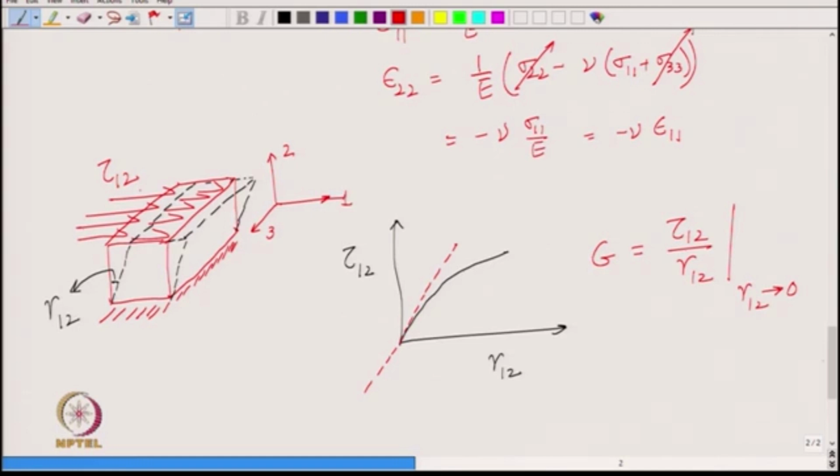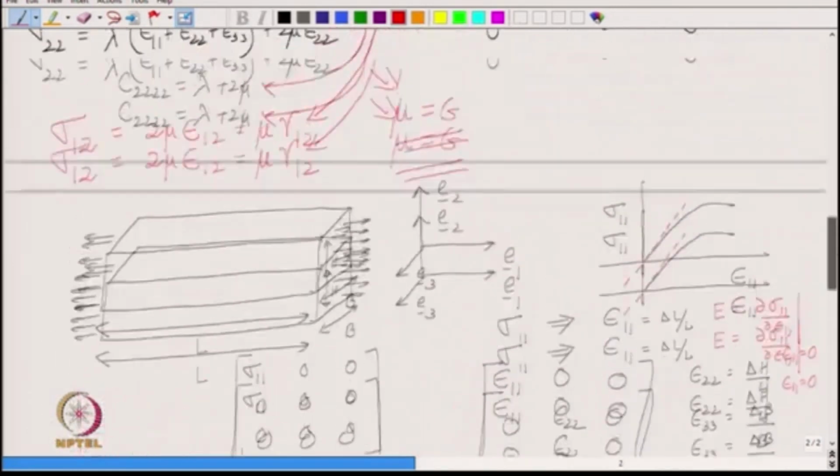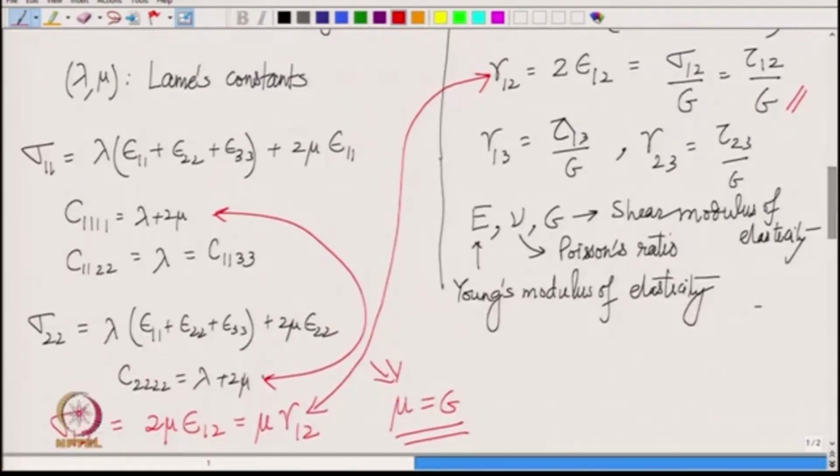Okay, so I hope you got some idea about the three constants: Young's modulus of elasticity, Poisson's ratio, and shear modulus of elasticity. And of course, you see that there are three constants here, but isotropic materials have to have only two constants, is not it. So, there is a relationship between these three constants, which is that G should be equal to E over 2 times 1 plus nu.